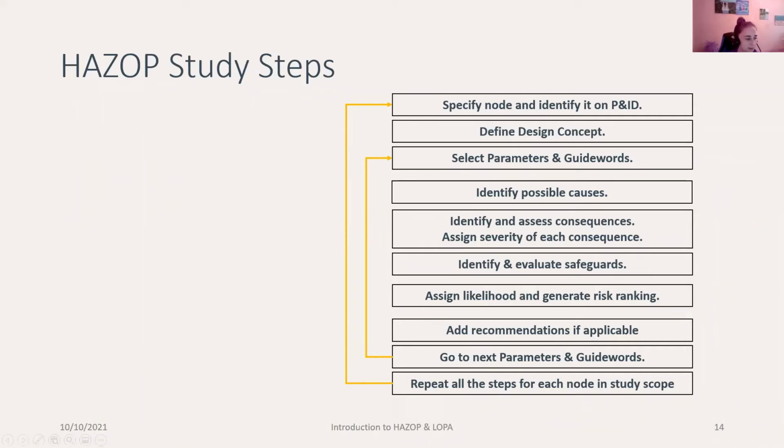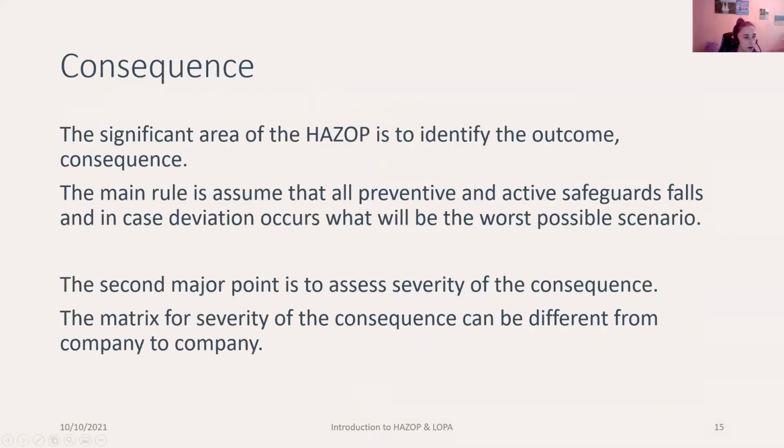So what is the consequence? Consequence is the outcome. Okay, you have more flow on this line. What will be the outcome? Can you overfill the vessel downstream, like the vessel in your node? That is one of the consequences. If you are overfilling the vessel, what can happen?